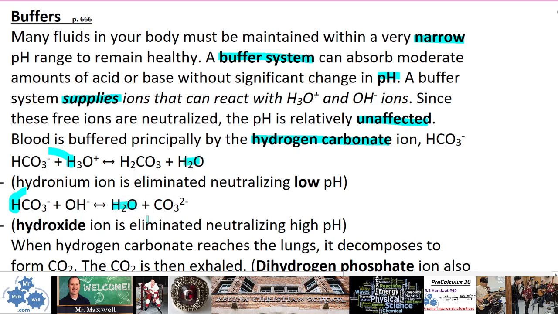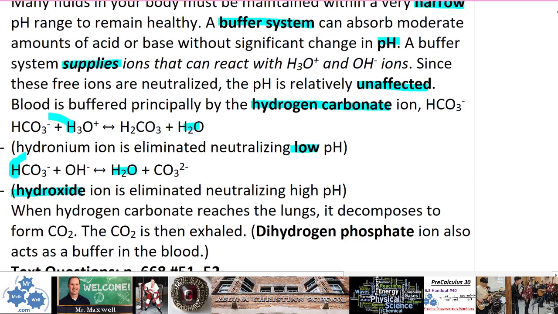Hydroxide ion is eliminated in the second one. So hydronium ion is eliminated here, neutralizing our low pH, and the hydroxide ion is eliminated here. When hydrogen carbonate reaches the lungs, what happens if it's not needed? Well, it breaks down in the lungs, decomposes to CO2, which is then exhaled.